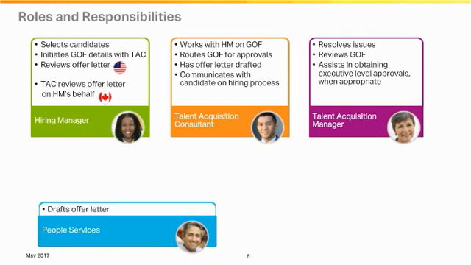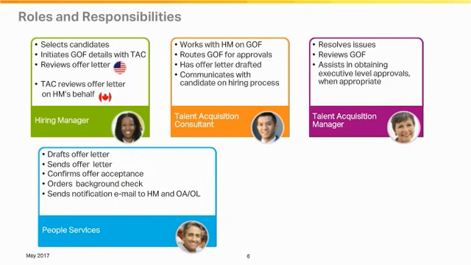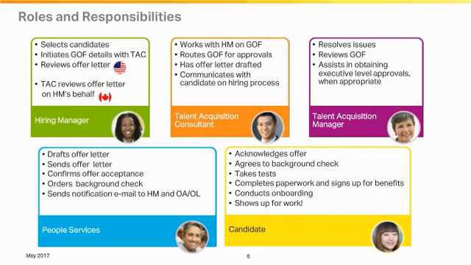People Services sends draft offer letter to the talent acquisition consultant, sends offer letter to the candidate, confirms the candidate's acceptance of the offer, and orders a background check and submits the request for drug screening tests to health and safety if required. And finally, the selected candidate acknowledges offer by either accepting or declining, agrees to background check, takes any required drug screening tests, completes all preliminary paperwork and signs up for benefits online, conducts onboarding activities, and of course, shows up for work.